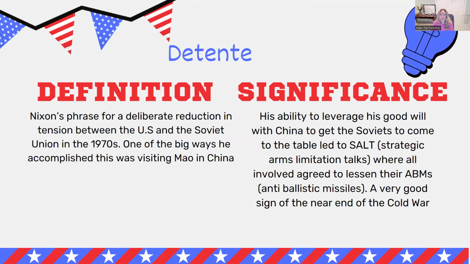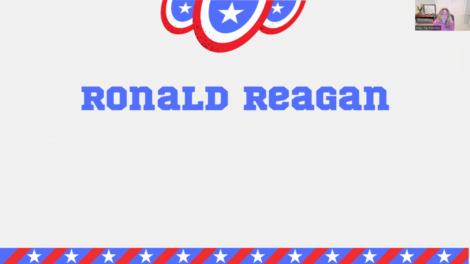His ability to leverage his goodwill with China to get the Soviets to come to the table kind of opened up that door to better communication and relations with them. So while it was a controversial move to go see Mao, he was able to use that to his advantage and got all parties to agree to SALT, the Strategic Arms Limitation Talks, where everyone agreed to lessen their ABMs, or anti-ballistic missiles, which would seem a kind of beginning of the end of the Cold War.